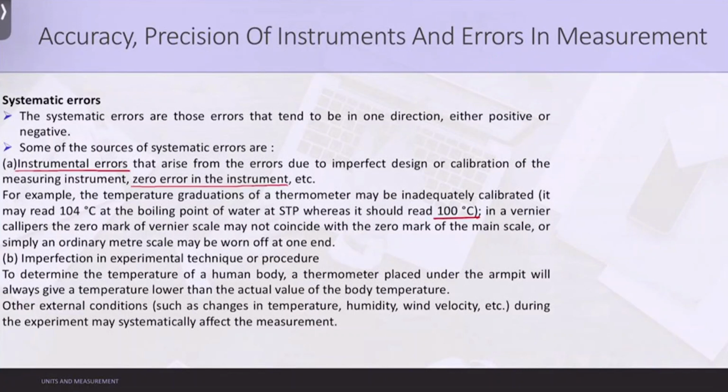Next thing is imperfection in experimental technical procedure. To determine the temperature of a human body, a thermometer placed under the armpit will always give a temperature lower than the actual body temperature. Quite evident, because it's on the outer side. Other external conditions such as changes in temperature, humidity, wind velocity, etc. during the experiment may systematically affect the measurement. So they are just saying that the surrounding environment also leads to erroneous results.